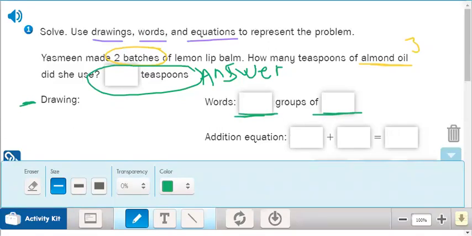Okay, so how many groups are we going to have? Well, let's look back at our top here. We said 2 batches. So how many batches or how many groups? 2 would go here. Groups of, well, how much almond oil did she use each time? She used 3 teaspoons. So 3 will be in there. Okay, so 2 groups of 3.